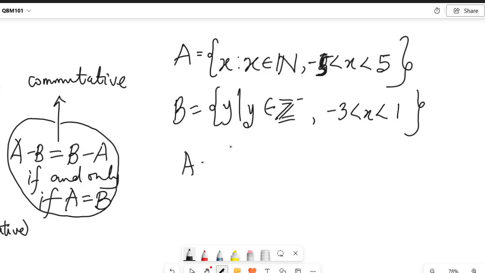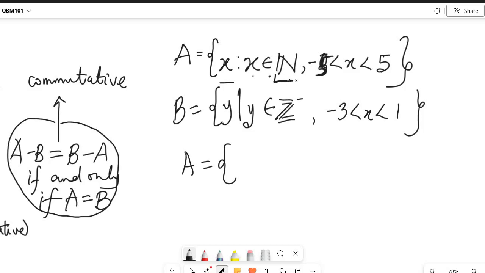Now, what does this set A mean? If I'm going to list or define this set, let's look at each and every line. X, this colon you have here means such that. So X is such that X is an element of natural numbers.